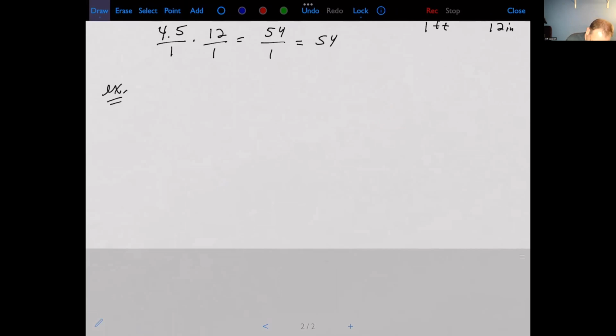Let's say I want to convert 45 inches to feet. Okay, so I start with 45 inches. I want to multiply by some unit conversion factor, and I want my answer to be in units of feet.